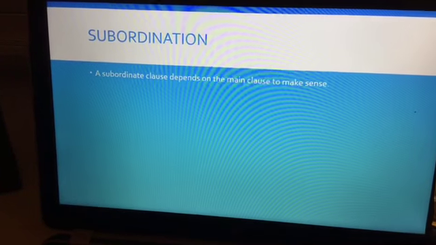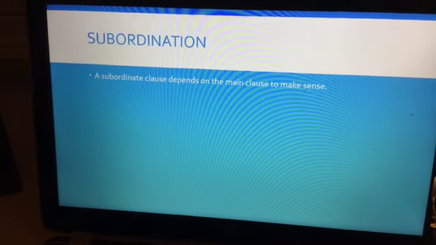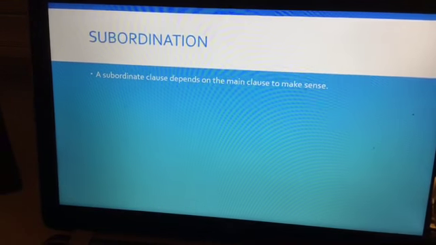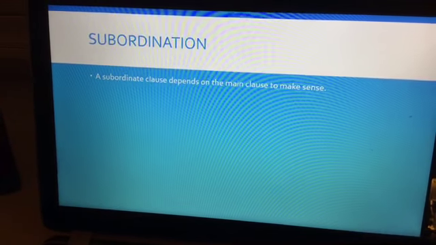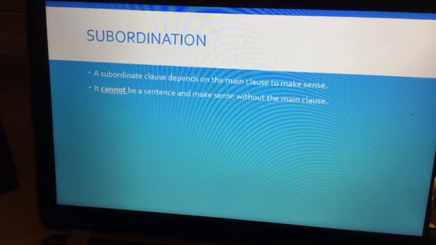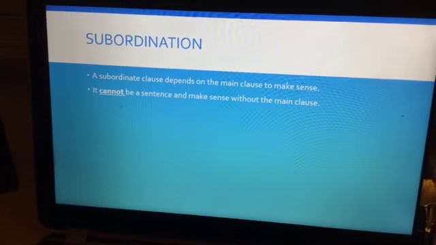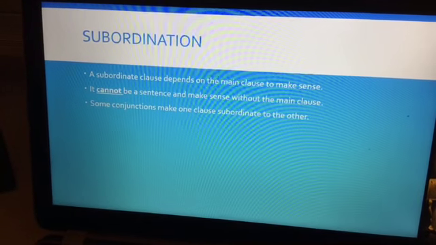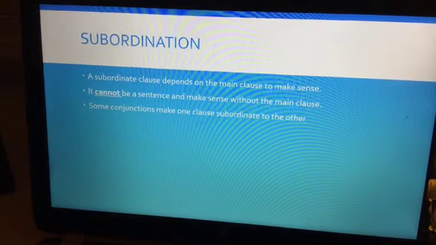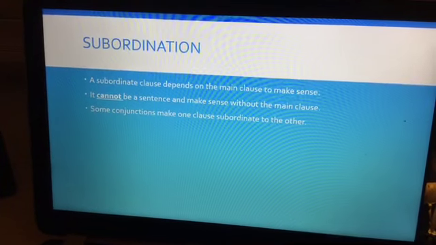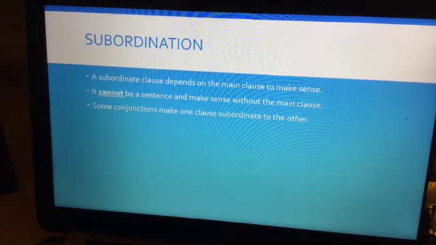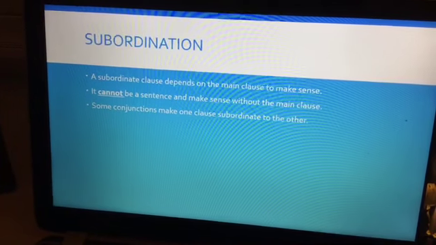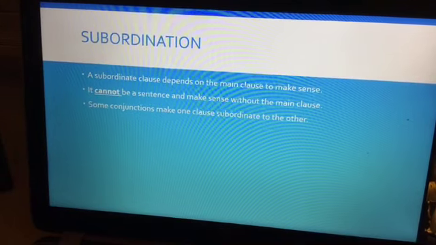Subordination. A subordinate clause depends on the main clause to make sense, so it cannot stand alone and make sense as a sentence in its own right. That's what it says there. It cannot be a sentence and make sense without the main clause. Some conjunctions make one clause subordinate to the other. So we're looking back at conjunctions again. We can use conjunctions to show that one clause is subordinate to the other.